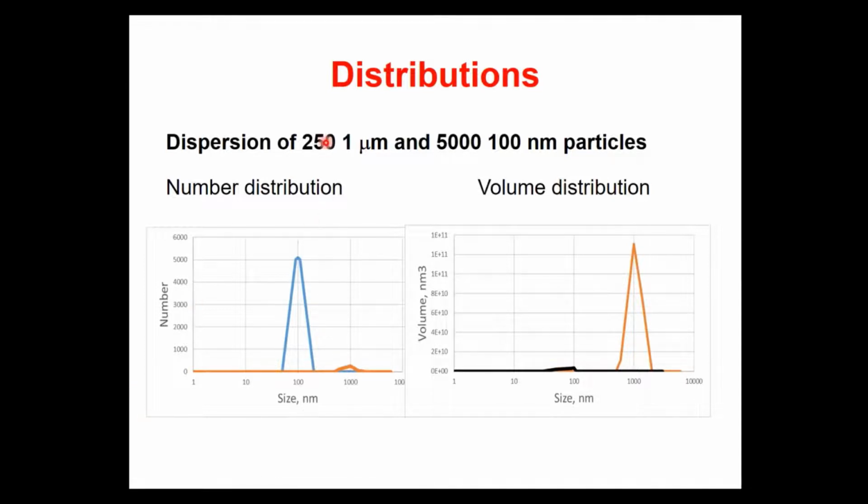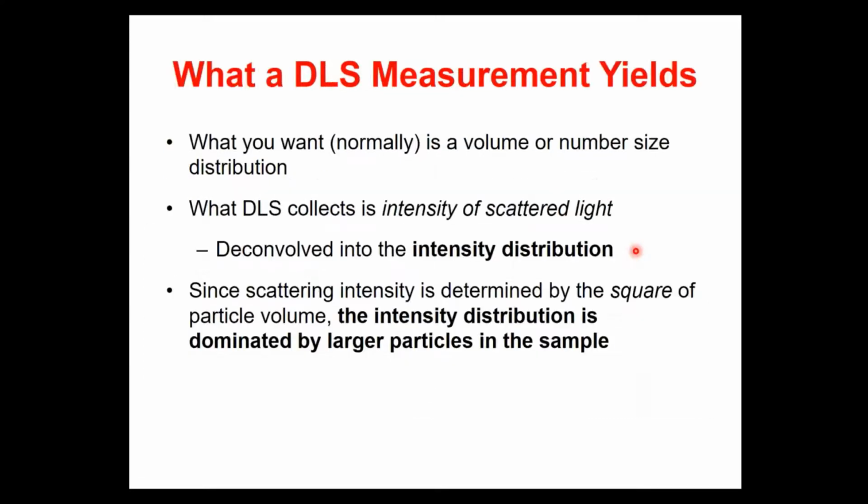Here's a case of 250 1-micron particles and 5,000 100 nanometer particles. By a number distribution, the impression is that this sample mostly contains nanoparticles. And numerically, you're right, the population of small ones dominates. But in terms of particle volume, these small ones contribute very little. The volume distribution reveals that most of the particulate volume resides here, up at 1 micron. And so this is a very common exercise in particle science. Which distribution should I present?